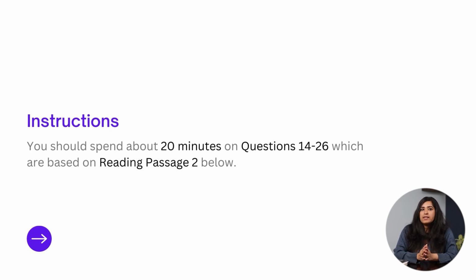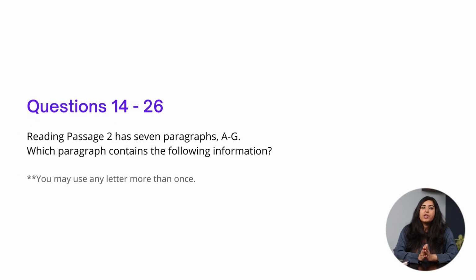So what I would advise is that when you're practicing this paper in your own time, skip these questions and come back to them at the end. But we'll go through them now. The approach we're going to take here is to quickly scan through each paragraph and get a general idea of each one. Again, we can do this by reading the first and last sentence of each paragraph or skim and scan through each one. The instructions are: reading passage 2 has 7 paragraphs, A through G.